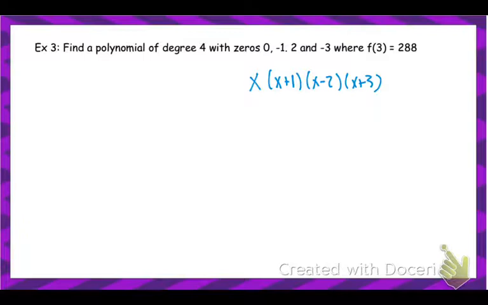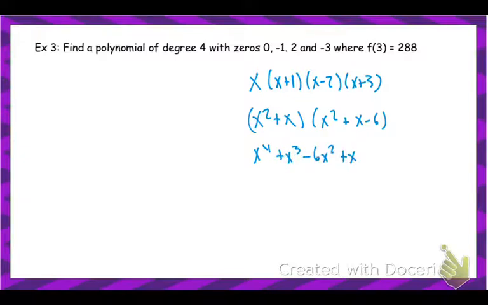If I want, I can go ahead and multiply this out. And then I'll FOIL all this out, so x to the 4th plus x cubed minus 6x squared plus x cubed plus x squared minus 6x. And then I get my polynomial, and it's in standard form.